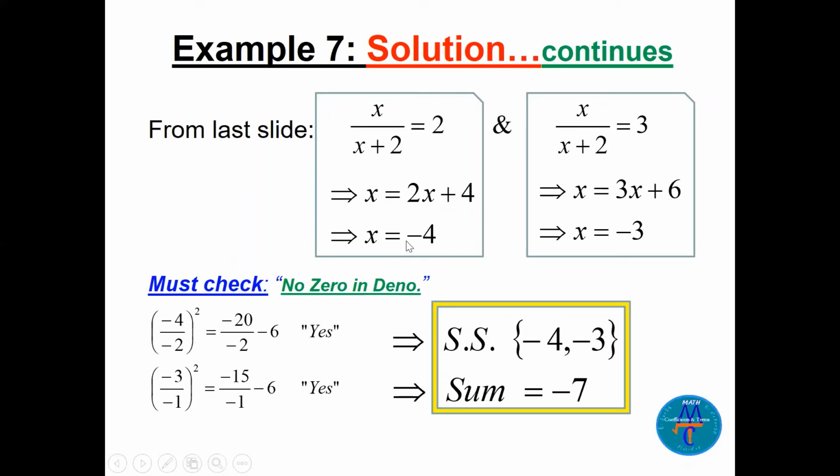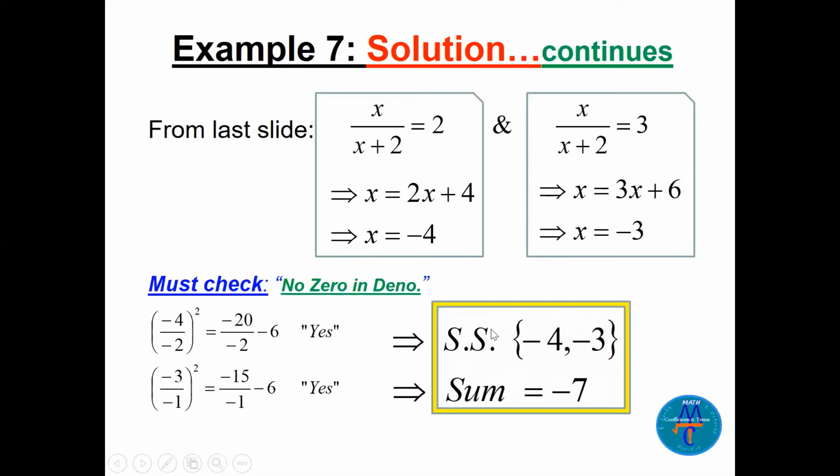Now, the last question, do we have to check? Yes. Why? We don't have any radicals here. No squaring both sides, but we have a fraction. If you have a rational expression or fractions, you have to check. Maybe if the solution here is minus 2, you put it there, it will be 0 in the denominator. But here we have no 0 in the denominator.